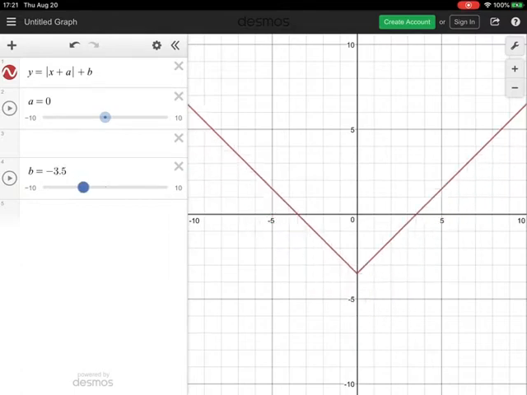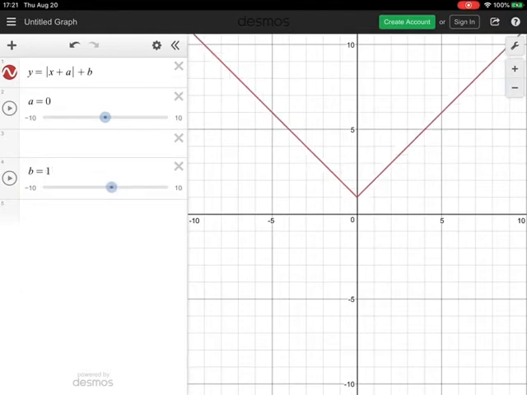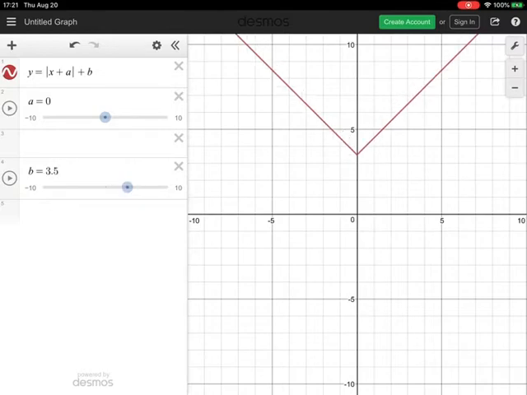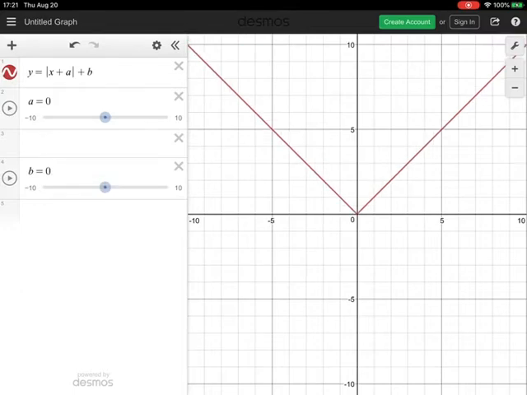There's nothing funny going on there. You don't need to double it or half it or anything. If b is 1, it's simply 1 up. If b is 4, it's simply 4 units up. So that's what b does, the b on the outside of the absolute value.